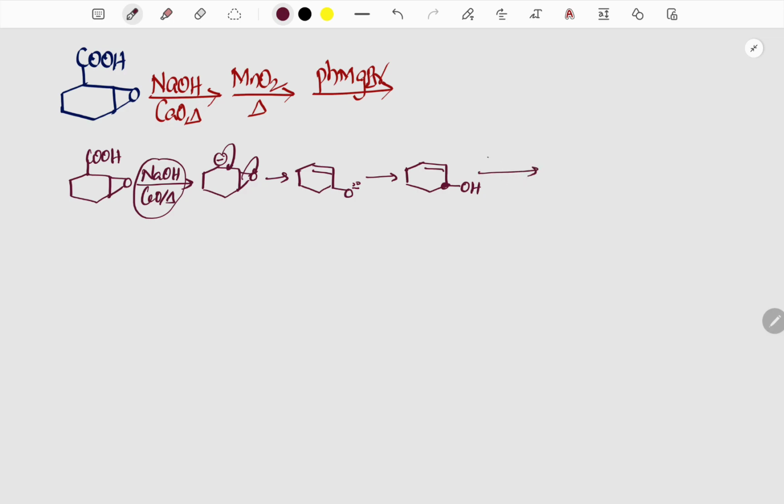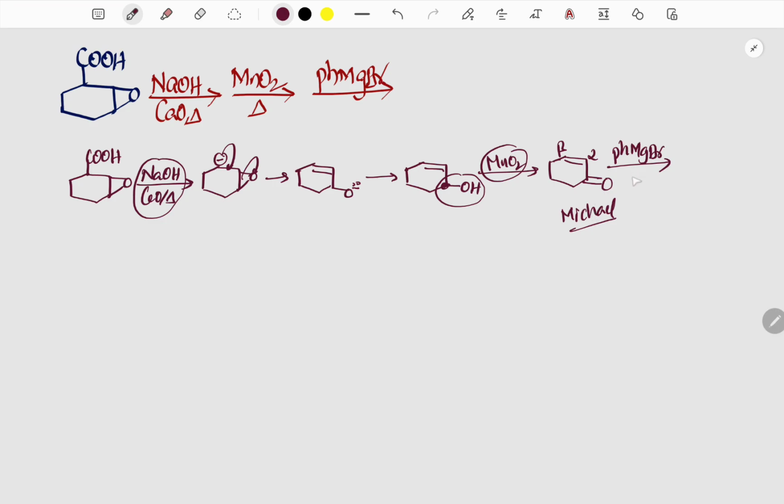Now this allylic alcohol is treated with MnO2. MnO2 oxidizes only allylic and benzylic alcohol. So here an allylic alcohol is present. Now it undergoes oxidation and forms the corresponding ketone. Now this ketone is treated with the Grignard reagent, but it is a Michael compound, an alpha, beta unsaturated compound.